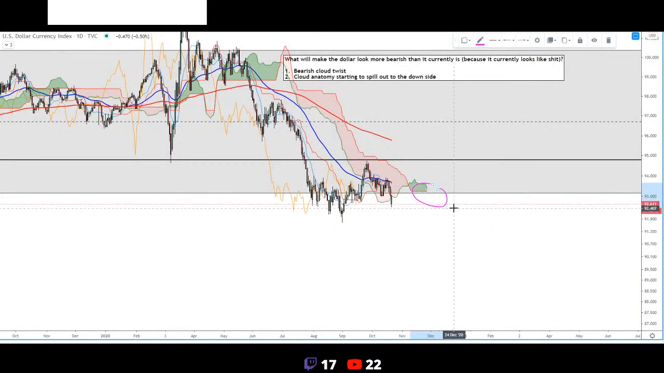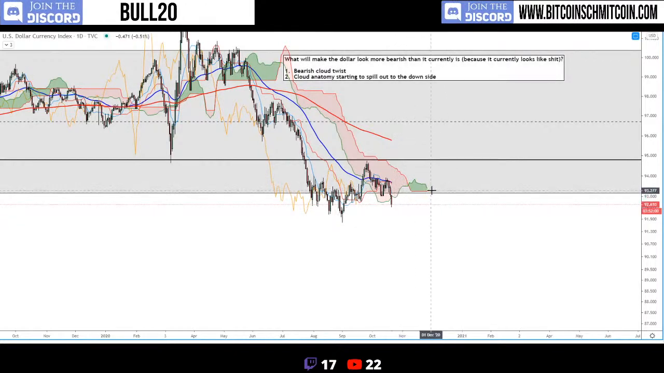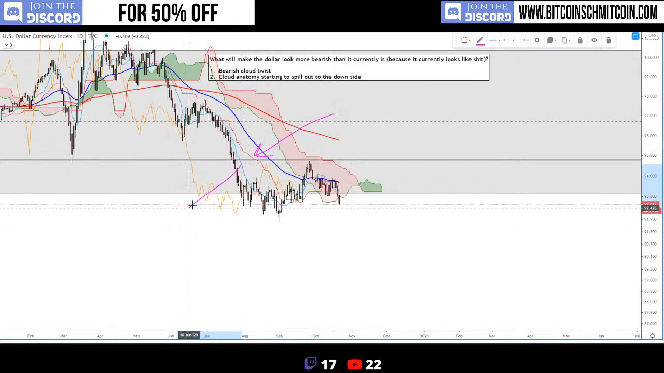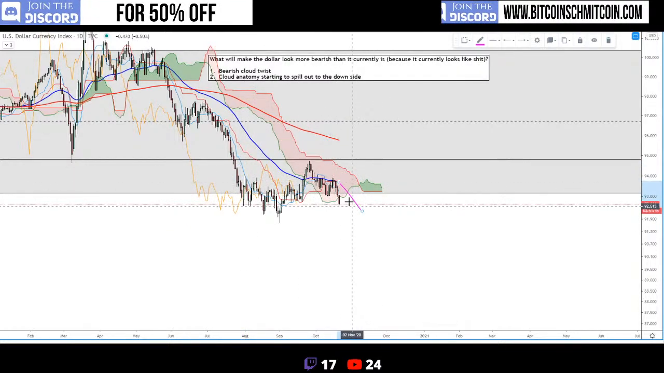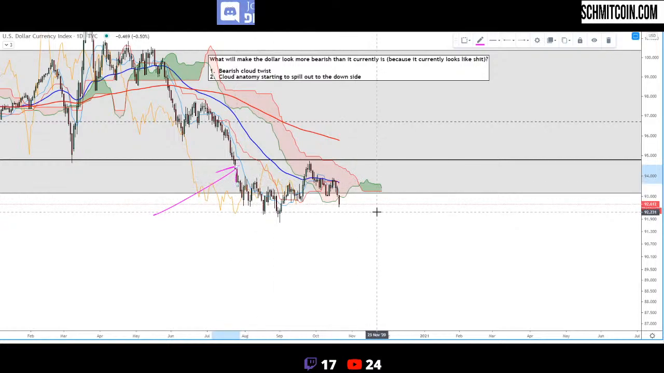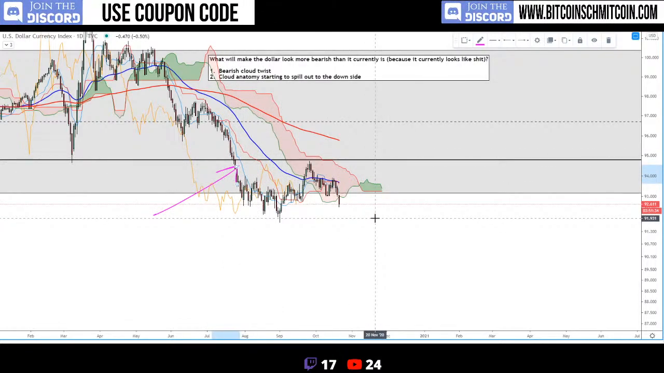We want to see that, which is most likely going to happen on the daily candle close today. It's probably going to close this a bearish twist. But also we want to see the cloud anatomy, which is the Kijun and the Tenkan, the slow and fast moving average. We want to see those trending out to the downside, and again, most likely going to see the Tenkan, the fast guy, the blue moving average.